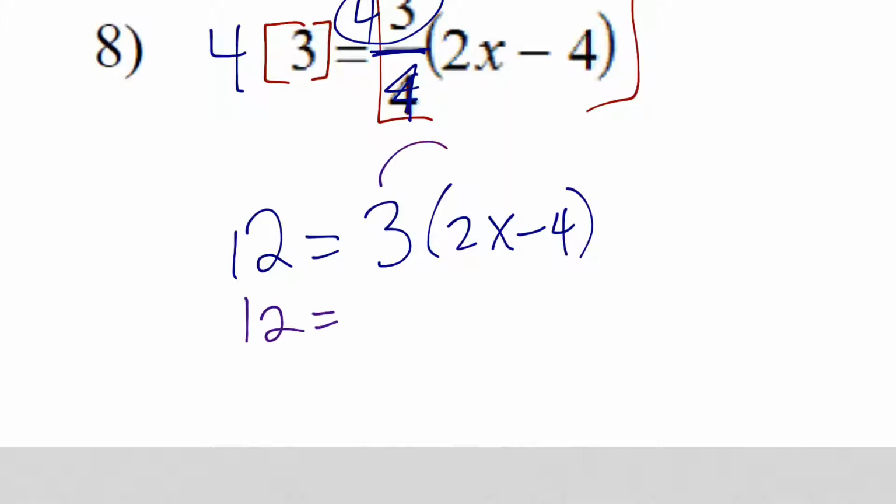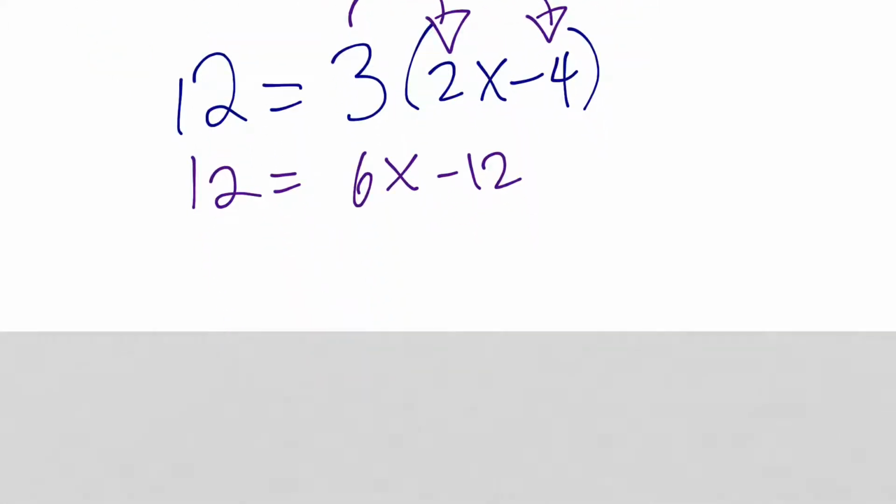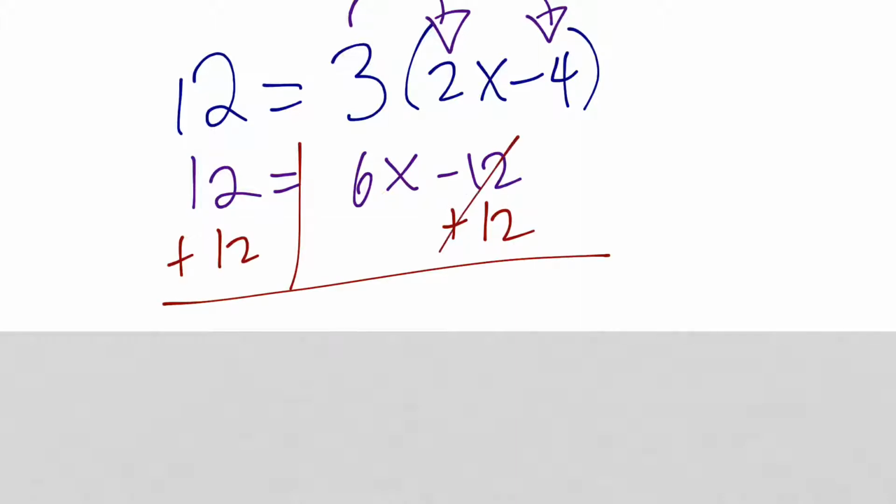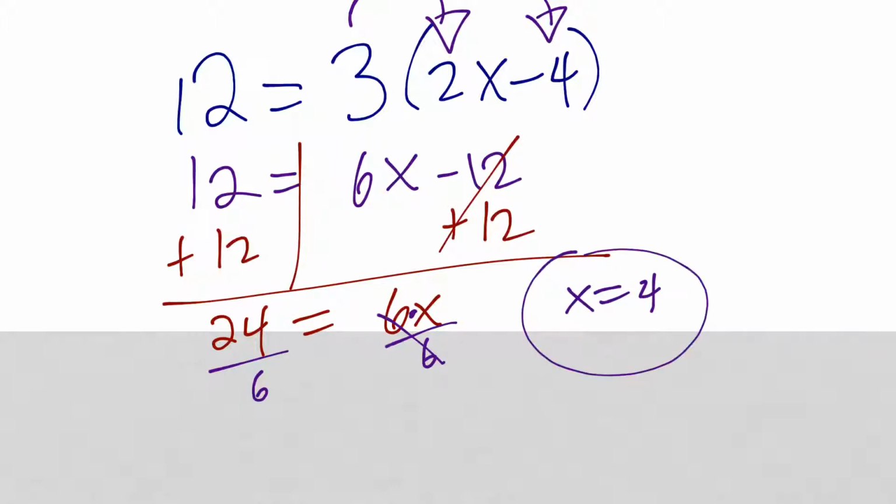So 12 equals 6x minus 12. I'm going to add 12 to both sides of my equation, to the other side of the equal sign. So I get 24 equals 6x. And then I'm going to divide both sides by the 6 in front of the x, so I get x equals 4.